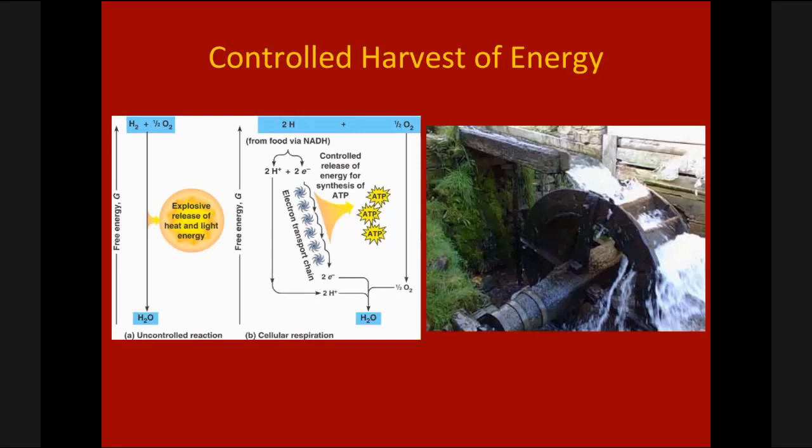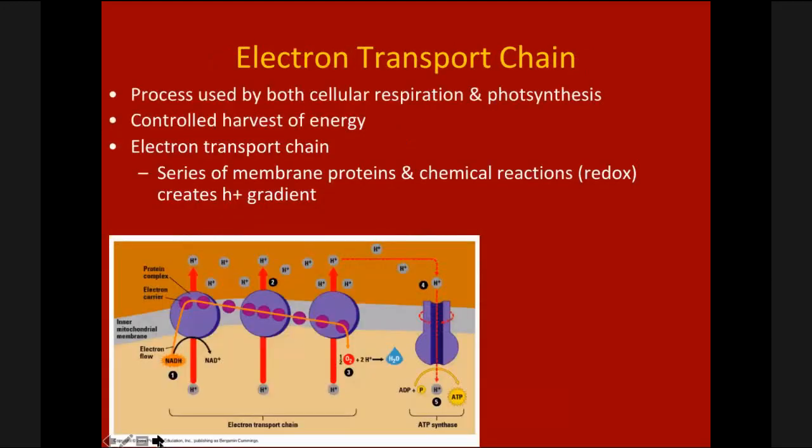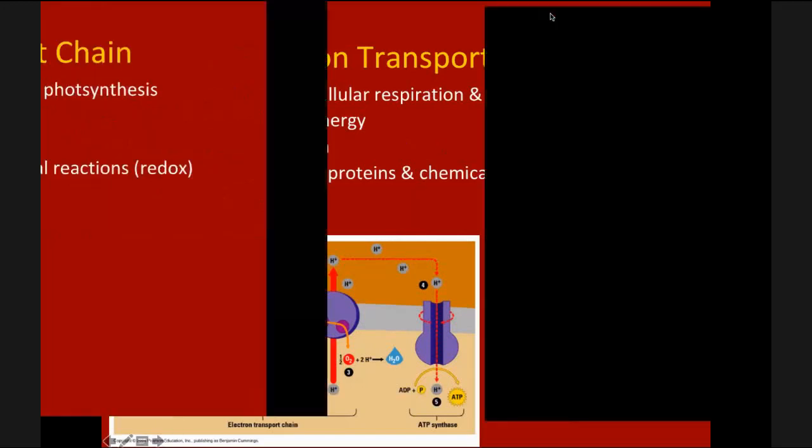And we use this process, the electron transport chain, for a bunch of different metabolic pathways, right? So for us, we're going to talk about how we use electron transport chain for cellular respiration. It's also used for photosynthesis as a way of harvesting energy in a controlled fashion. Right? So really important, electron transport chain. So let's talk about how it works.